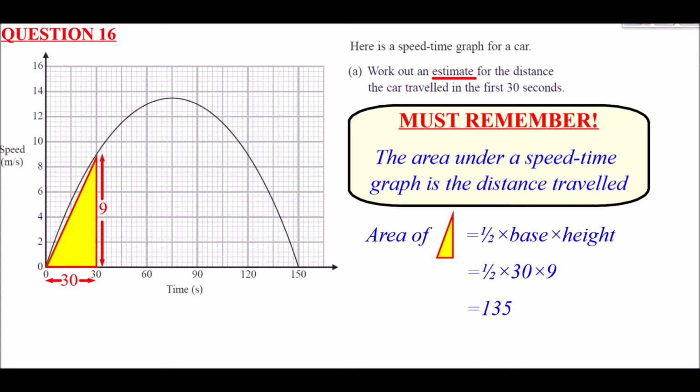Therefore, because it's not unitless, we're working out the distance travelled. The unit of distance mentioned in the speed is meters per second, but because meters is mentioned here, our units of distance will pop out to be meters. So therefore, the distance travelled is approximately 135 meters.